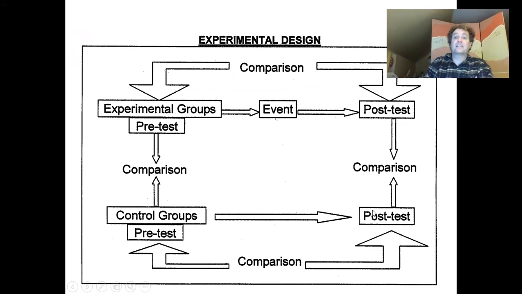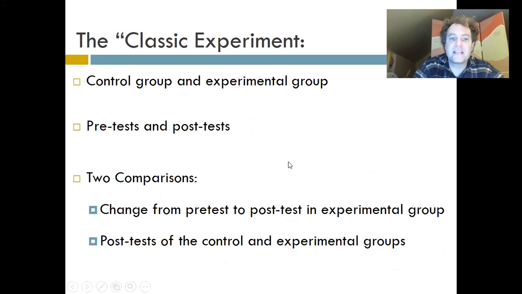If the stimulus had some effect, if it did something, then the two groups should be different, right? Only the experimental group got the stimulus, and so the experimental group should be different from the control group because it got that thing. It got manipulated in some way, right? And so their post-tests should be different from one another, right? So this is a classic experiment.